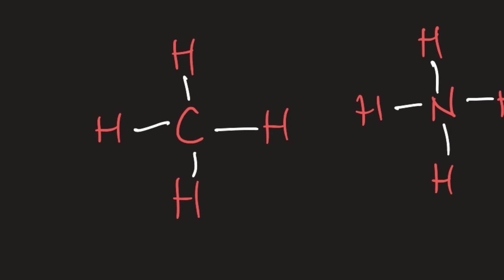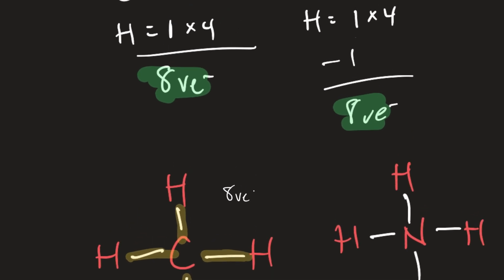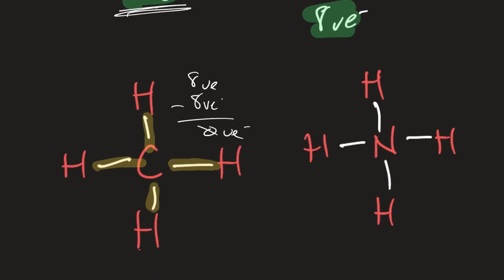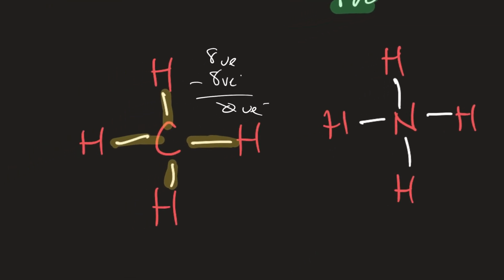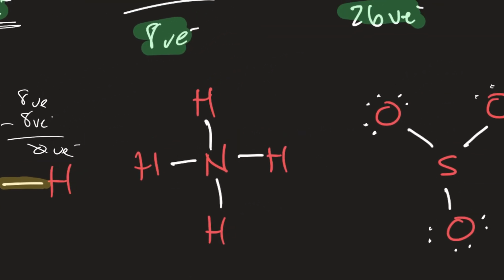Now, if you recall, these bonds represent 2 electrons. So I have 2, 4, 6, 8. So currently in my picture, I have 8 valence electrons. Well, if you recall, we calculated from step 1, 8 valence electrons. So 8 minus 8, 0 valence electrons. So I've got nothing else to give to the central atom. Okay, so let's move on to the next example.